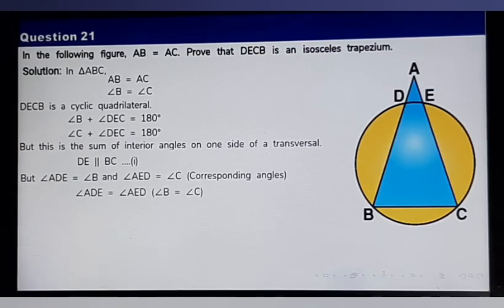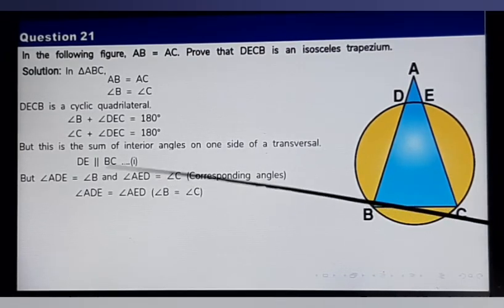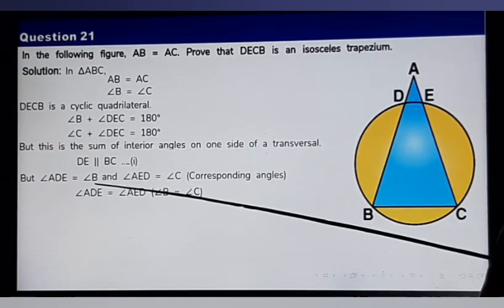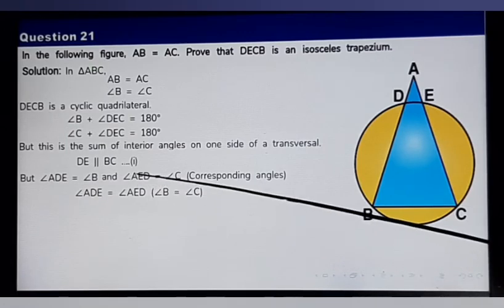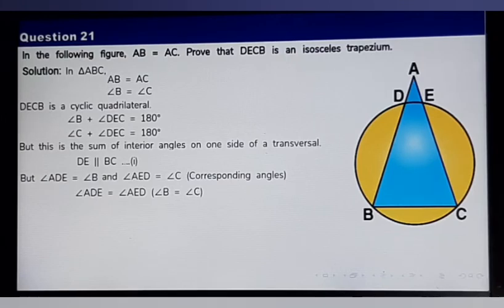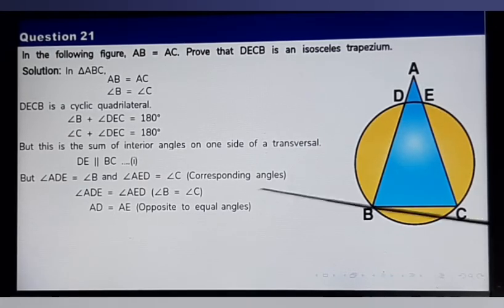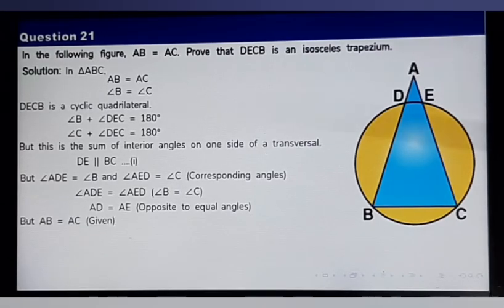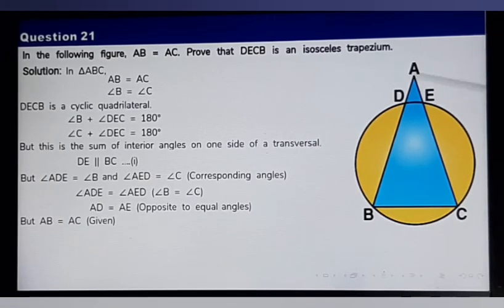Since angle B and angle C are equal, angle ADE is equal to angle AED. These two angles are equal, so AD is equal to AE, because they are opposite to equal angles. Now we have AB equal to AC, which is what is given to us.